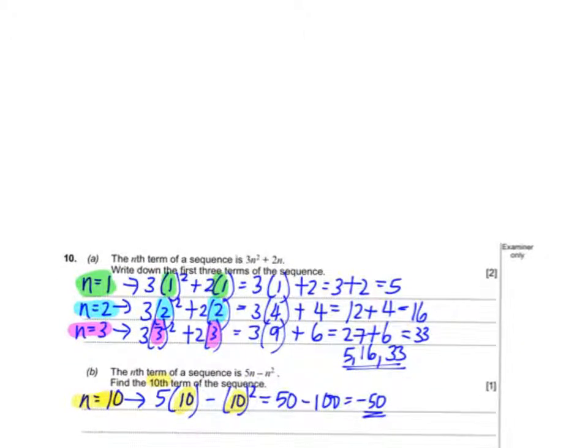To find the 10th term, there we go, that's exactly the point I was making a second ago. You're going to sub in 10 into this new one here. Okay, so you're going to do 5 in brackets 10 because it's the 10th term, take away 10 squared. 5 times 10 is 50. 10 squared, sorry, I've given the answer there, is 100. 50 take away 100 is minus 50.